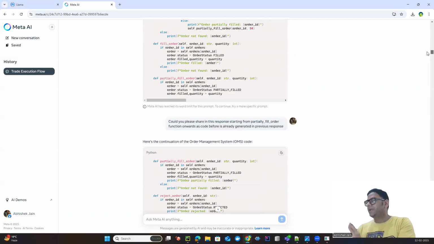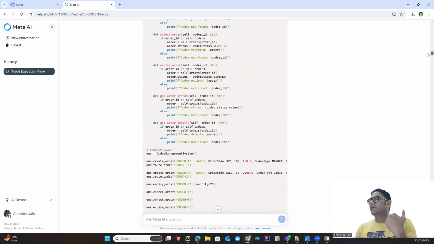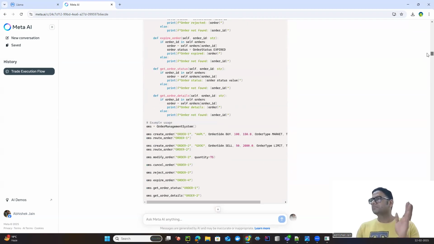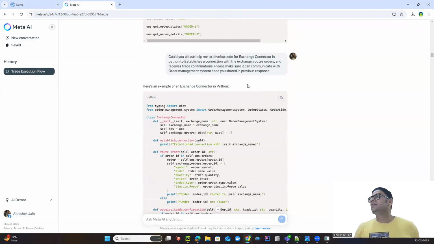Then I just copied, pasted, ran it, and then I asked a follow-up question: could you please share the response starting from the partial fill order function onwards? Because the problem I faced is that Llama has some kind of limitation, and the code was way bigger than the limit it has. So I asked the follow-up question, can you share the remaining part? And I got that.